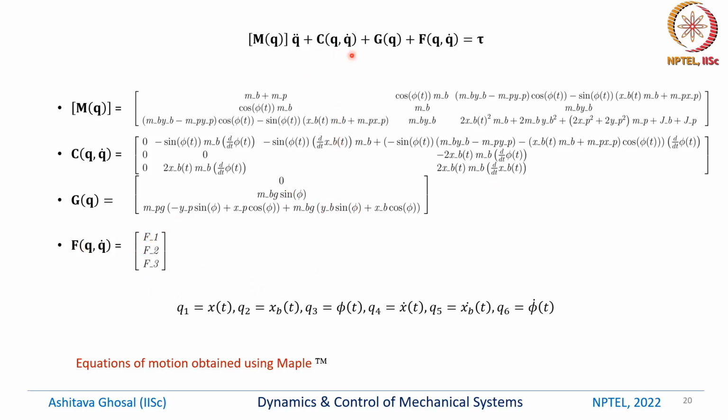So we can rewrite these equations of motion in the state space form. In the state space form, we will have 6 states. So we will have q1, which is x of t, q2, which is the position of the battery, q3, which is the angle, q4 is the derivative of q1, q5 is the derivative of xb, and q6 is phi dot. These equations of motion were obtained using Maple, and I had shown you in one of the previous modules how we can use Maple to derive equations of motion. Something very similar has been done for this example also.